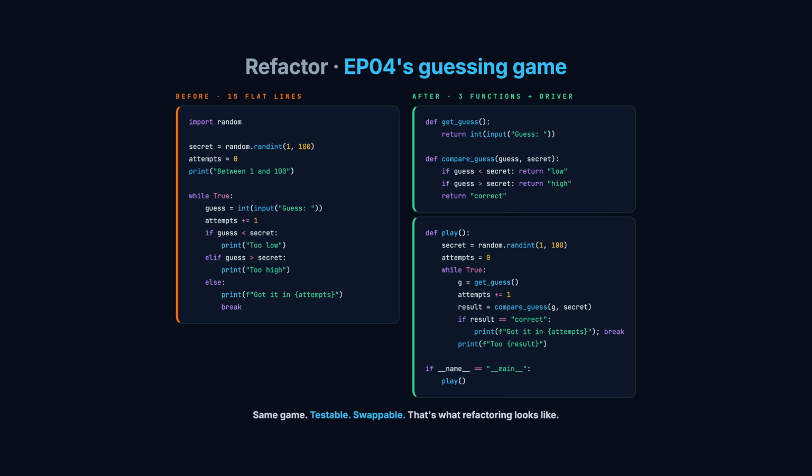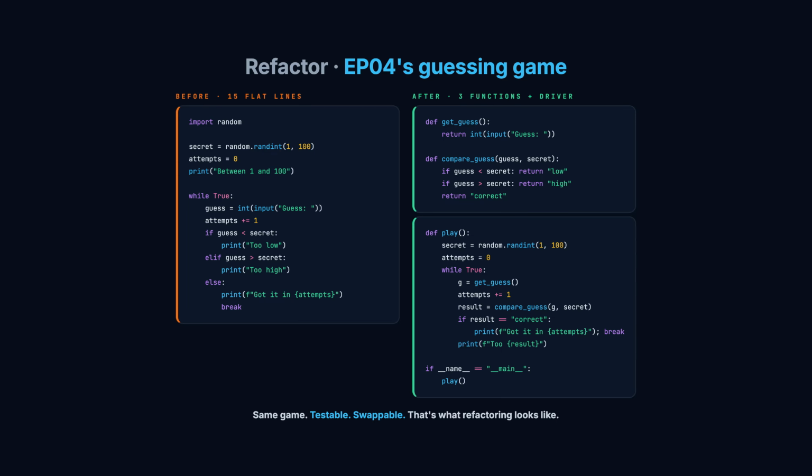Finally, if __name__ == "__main__": play(). That last line is a Python convention. It means run play only when this file is executed directly, not when it is imported as a module. You will see it in every real Python script. Same game. Fifteen lines of flat code became three small functions plus a four-line driver.